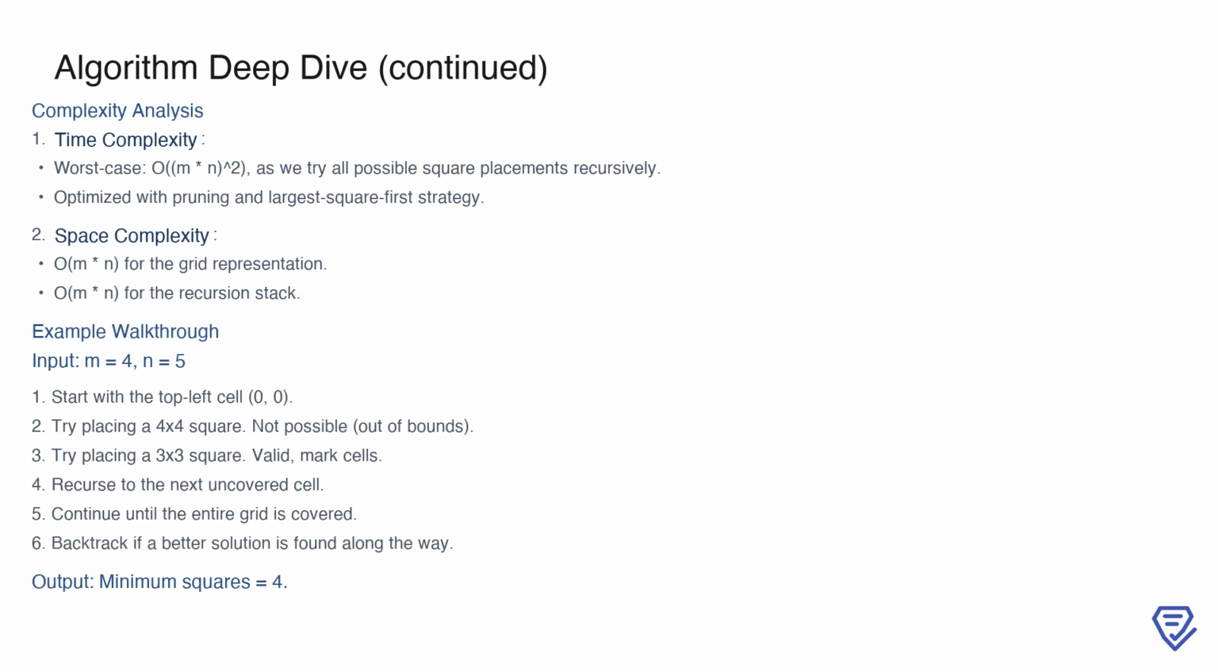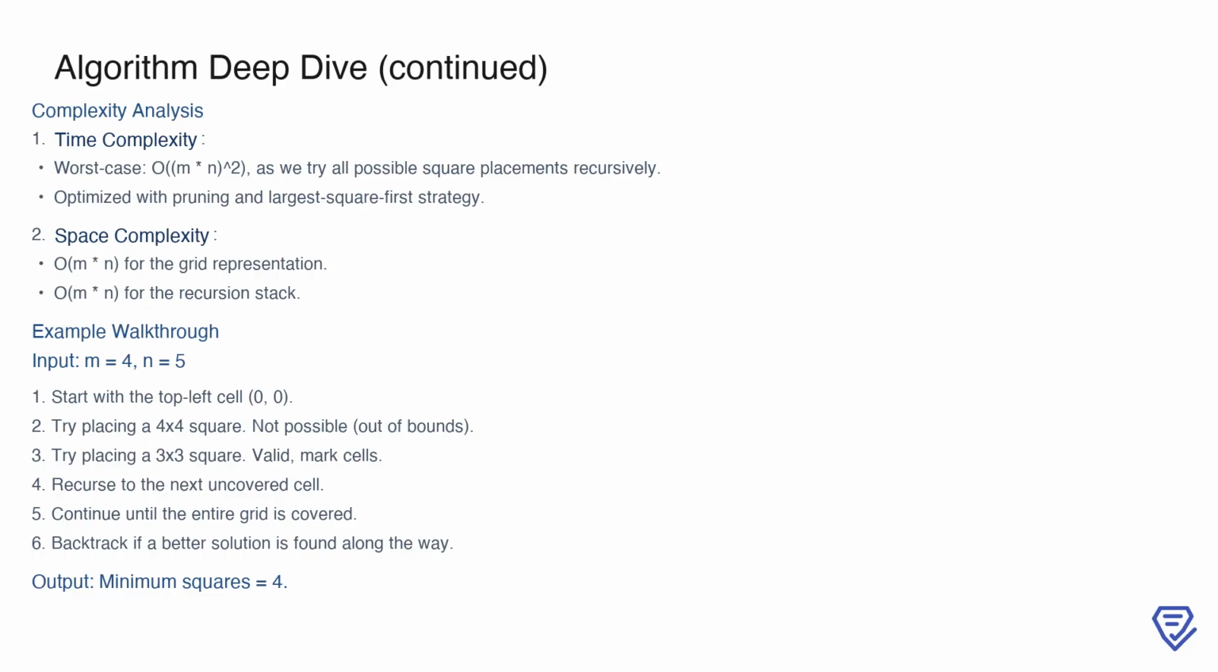Analyzing the complexity, the time complexity in the worst case can be O((m times n) squared), as we explore all possible square placements recursively. However, this is mitigated by pruning and by prioritizing the largest squares first. The space complexity is O(m*n), both for the grid representation and for the recursion stack.